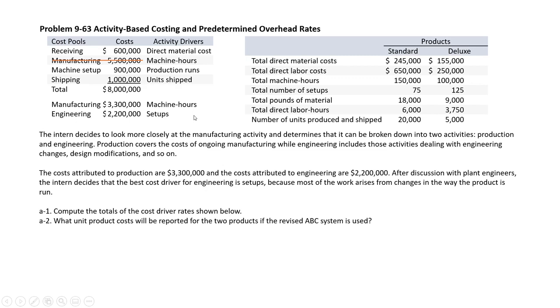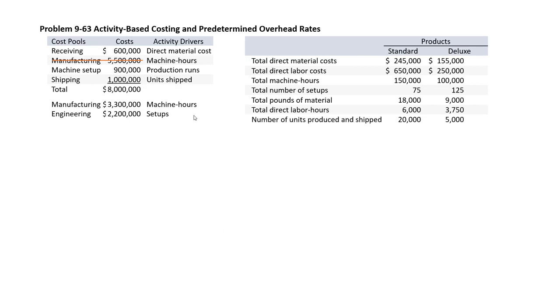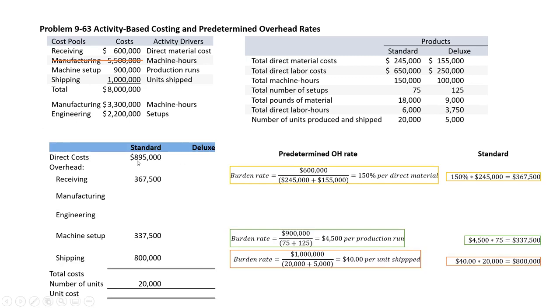So let's try to reapply this. The good news is that we don't have to lose everything. Our direct cost, our receiving related overhead, our machine setup related overhead, and our shipping related overhead stay exactly the same. We just focus on what's changing. Our manufacturing related overhead, we keep bringing that cost down. It started as $8 million total. It went to $5.5 million in individual cost pool. Now we're bringing it down to $3.3 million.